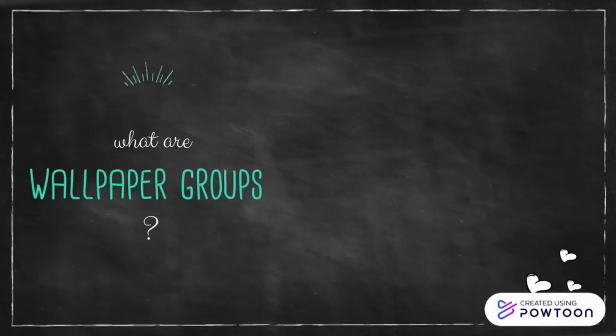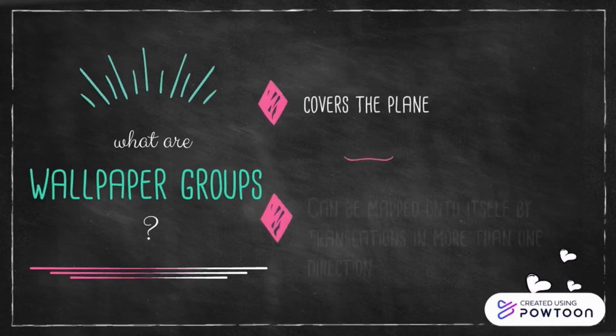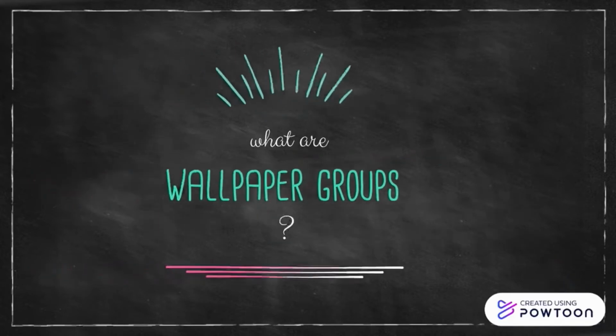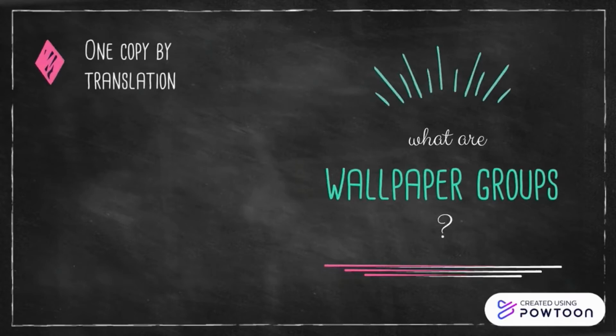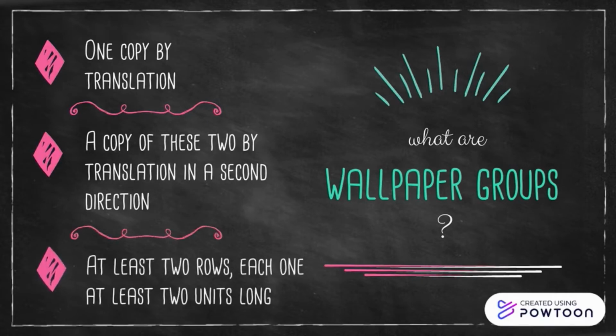First off, what is a wallpaper? Well, it is a type of pattern that requires at least two translations in different directions. A wallpaper pattern covers the whole plane and can be mapped onto itself by translations in more than one direction. For a plane figure to qualify as a wallpaper pattern, it must have at least the basic unit, one copy of translation, and a copy of these two by translation in a second direction. That is, there must be at least two rows with each one at least 2 units long.